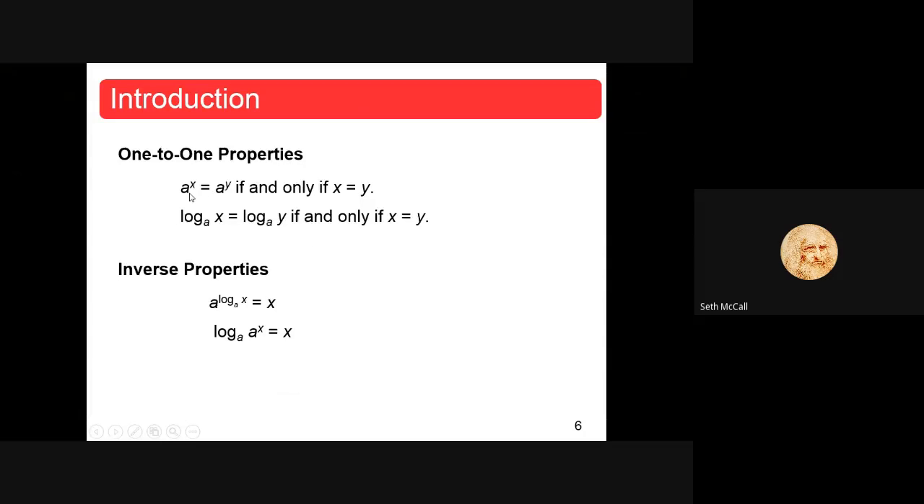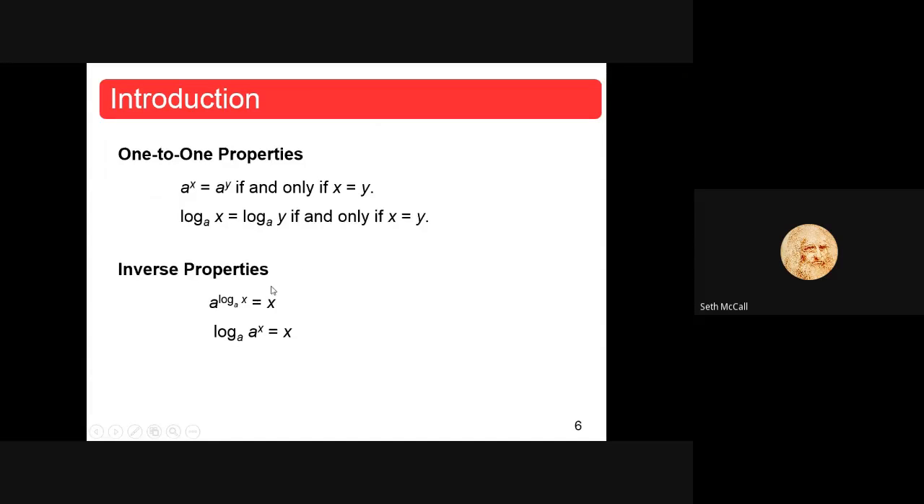So the one-to-one property says if you have a, which is any base, to the x power, and it equals a, the same base as the first one, to the y power, if and only if x equals y. And that's obviously because the a's are the same, therefore the exponents have to be the same. It also states if you have log base a in both of the equations, the x and the y have to be the same if the log and the base are the same, if these are said to be equal.